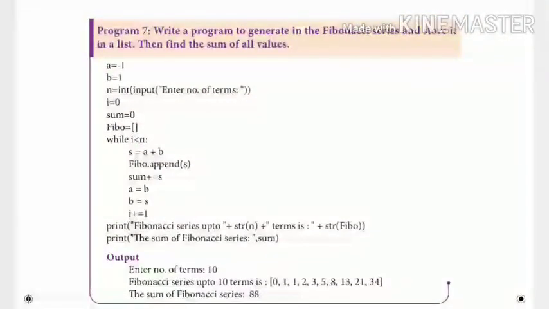So here next program: write a program to generate the Fibonacci series and store it in a list, then find the sum of all values. The Fibonacci series is where each element is the addition of the previous ones. So 0, 1, and 1 plus 1 is 2, 2 plus 1 is 3, and you can see that they are added and found as a list here.